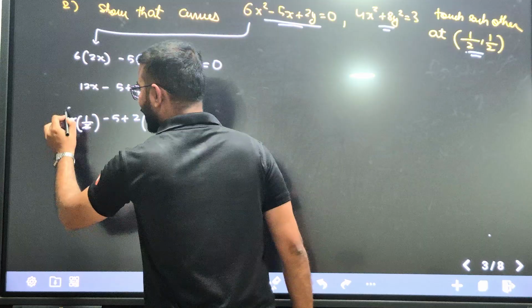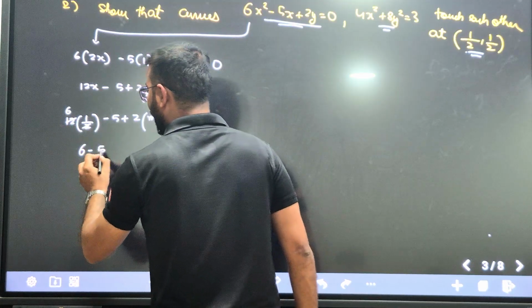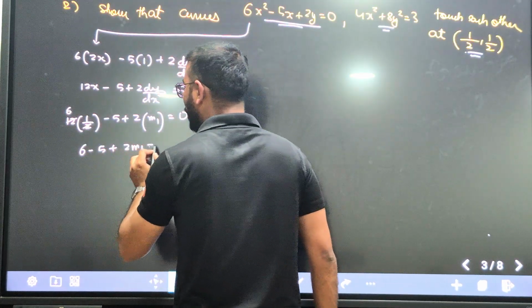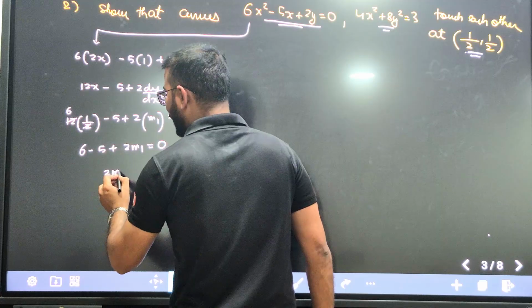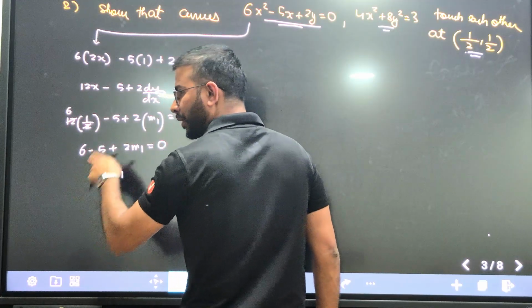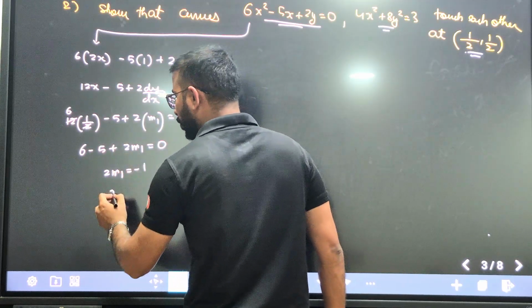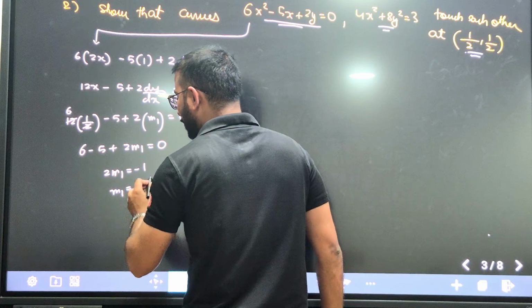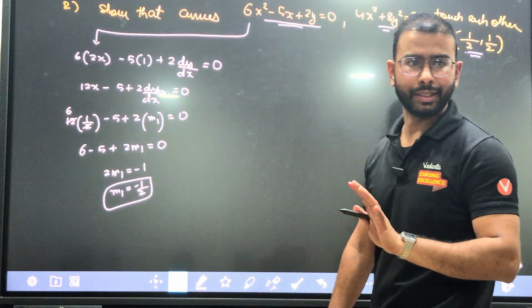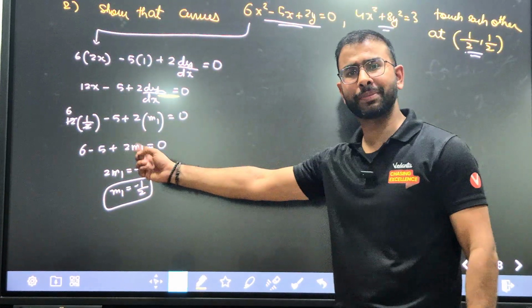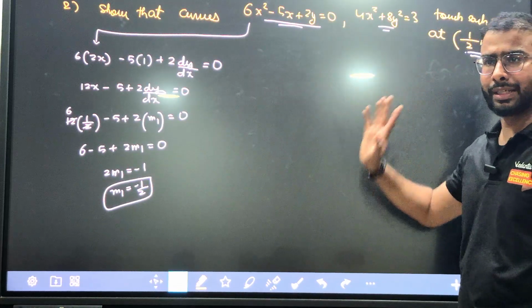So this will get cancelled. What we'll have is 6 minus 5 plus 2m1 equals 0. 2m1 equals, 6 minus 5 is plus 1, so it will become minus 1. So what is slope 1? Minus 1 by 2. That's it. Now I've got the first one. Now what is my next thing? To differentiate the second one.